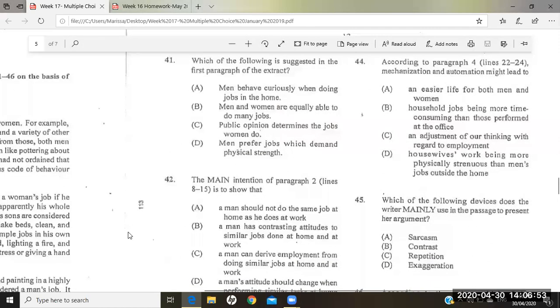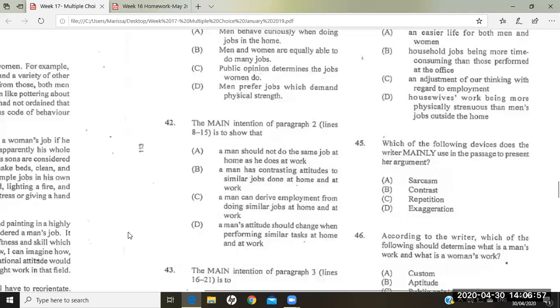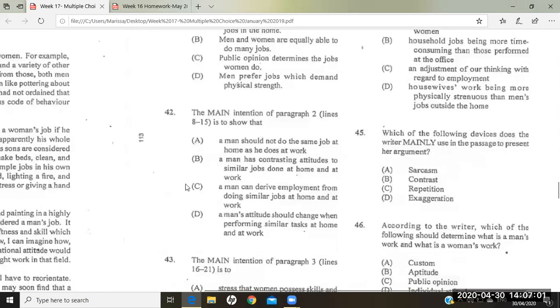42 says the main intention of paragraph 2 is to show what? Is it that a man should not do the same job at home as he does at work? A man has contrasting attitudes to similar jobs done at home and at work. A man can derive employment from doing similar jobs at home and at work. Or a man's attitude should change when performing similar tasks at home and at work.